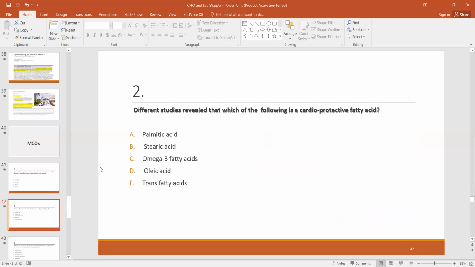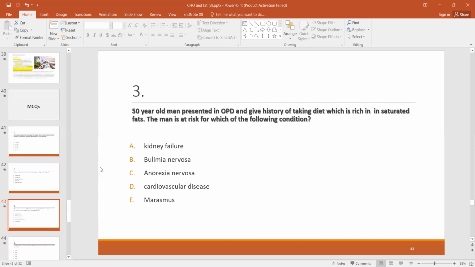Different studies revealed that which of the following is a cardioprotective fatty acid: palmitic acid, stearic acid, omega-3 fatty acid, oleic acid, or trans fatty acid. C, omega-3 fatty acid is the right option.